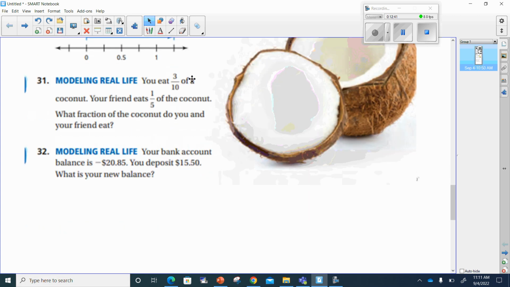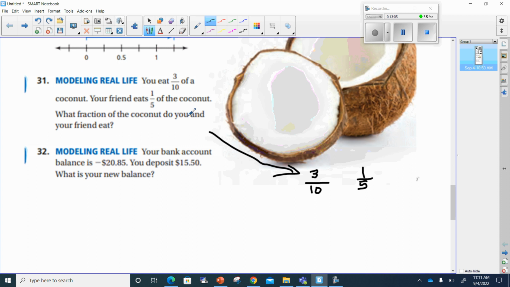All right, let's go to 31. You eat 3/10 of a coconut. Your friend eats 1/5 of a coconut. What fraction of the coconut do you and your friend eat? Okay, I'm going to do this work over here. It says that you're eating 3/10, and your friend eats 1/5. They want to know what fraction of the coconut you and he eat. So in other words, we're adding this together, right?